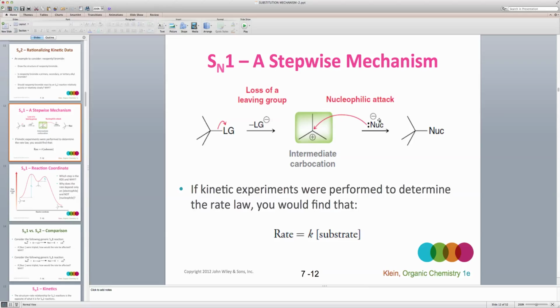And in the second step, we have nucleophilic attack to generate our new product. It's SN1 because we only depend upon the concentration of the substrate, which would be our reactant molecule. So this would go neatly into the concentration brackets in the integrated rate law expression.